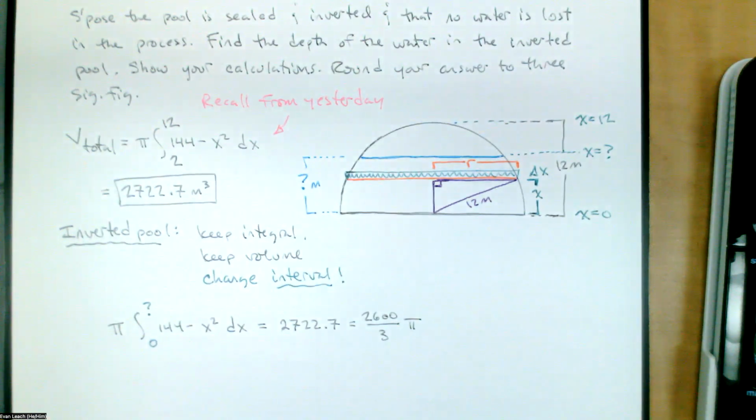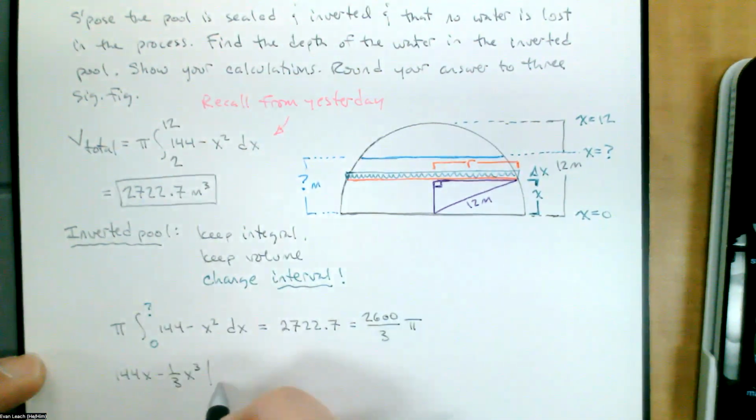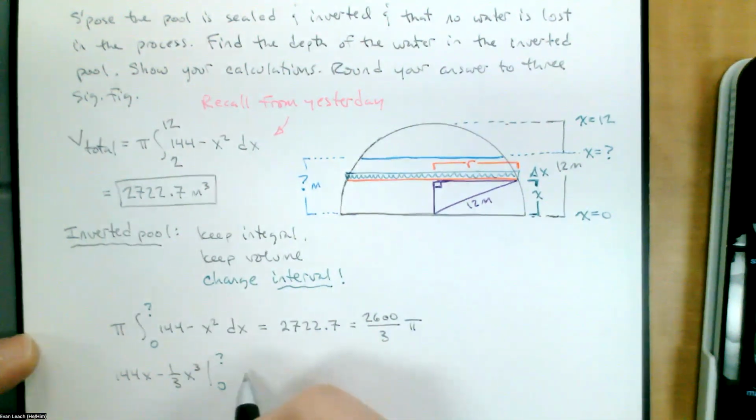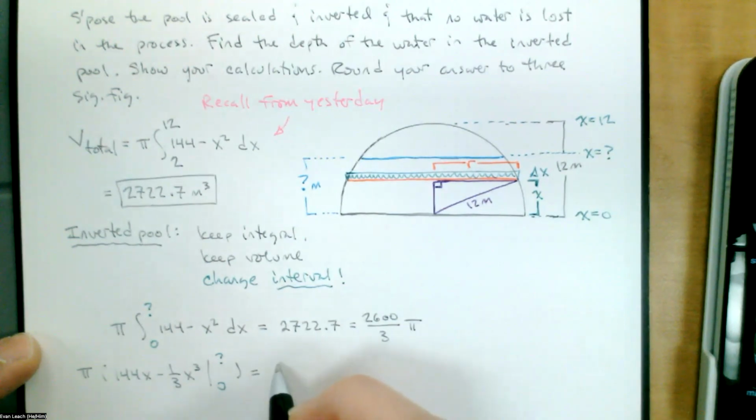Integrating is going to produce a cubic equation. So we're going to get 144x minus 1/3 x cubed evaluated from 0 to question mark, and I want all this times pi. And I want this to come out to 2600 over 3 pi.